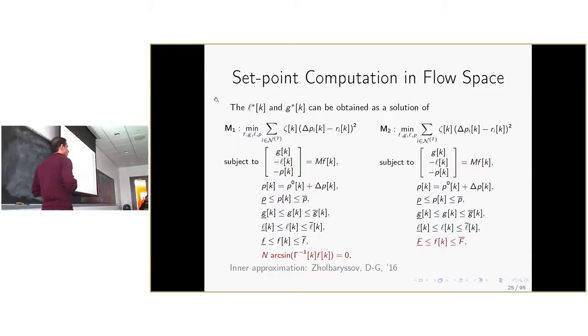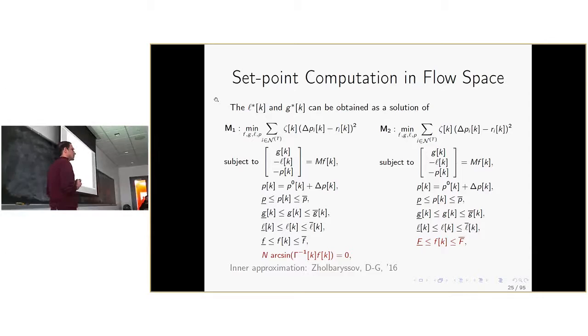In a recent study by my collaborators, Maddie and Professor Dominguez Garcia, they showed that we can remove this constraint and write the problem with this box constraint. Basically, we can update the upper and lower bounds on the flow over different lines and come up with an approximation for this problem. So now we focus on this problem, and our goal is to compute the set points.